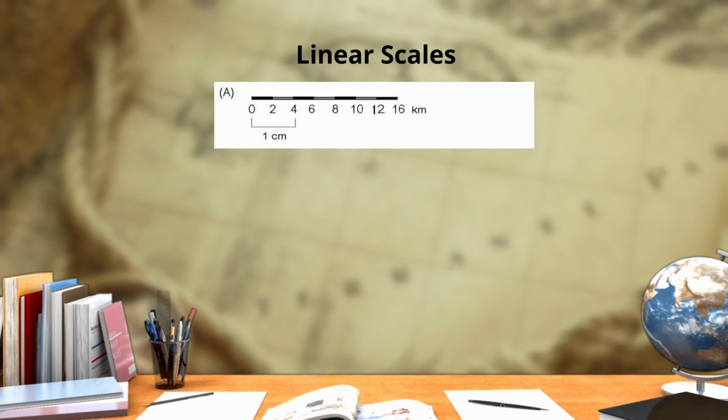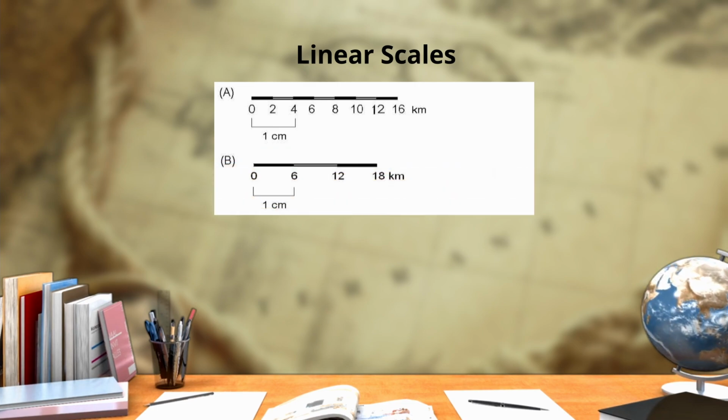A. The distance between 0 and the number 4 is 1 centimeter. The distance between number 4 and number 8 is again 1 centimeter. And the distance between number 8 and number 12 is again 1 centimeter. So we say 1 centimeter on the map represents 4 kilometers on the ground. The distance between the numbers, the one that we measure with a ruler, is the distance on the map, while the number itself, with the correct unit at the end, represents the distance on the ground.